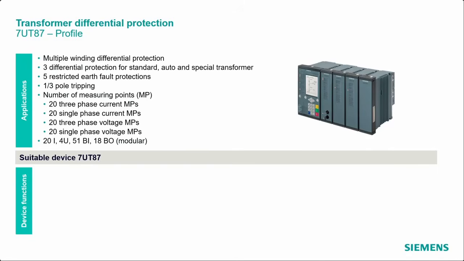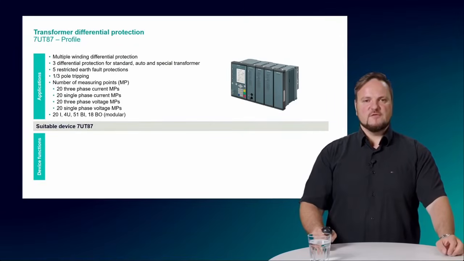But here there is one special thing. Now we have the multiple winding differential protection here. So these devices support up to 3 times differential protection for transformer, auto transformer, and special transformer. Special transformer means all these transformers which are not a standard transformer, for example, phase shifting transformer, or converter transformer, which has a phase shift unequal to 30 degrees. Then also the number of functions which can be instantiated is higher. So we have the restricted earth fault, which can be instantiated many times more.